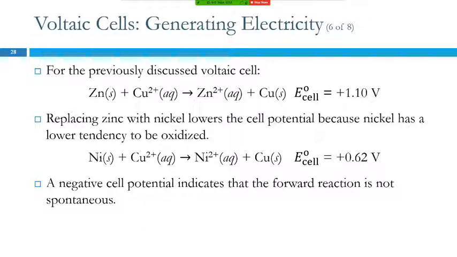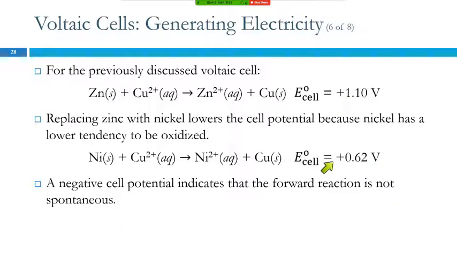So that voltaic cell that we were talking about, we had zinc metal and copper ions, and the zinc was giving electrons to the copper, forming zinc ions and solid copper. And the standard cell potential for this is positive 1.10 volts. If instead of zinc we put nickel in there, the cell potential is going to be lower because nickel has a lower tendency to be oxidized than zinc does. So now the standard cell potential is only positive 0.62 volts.